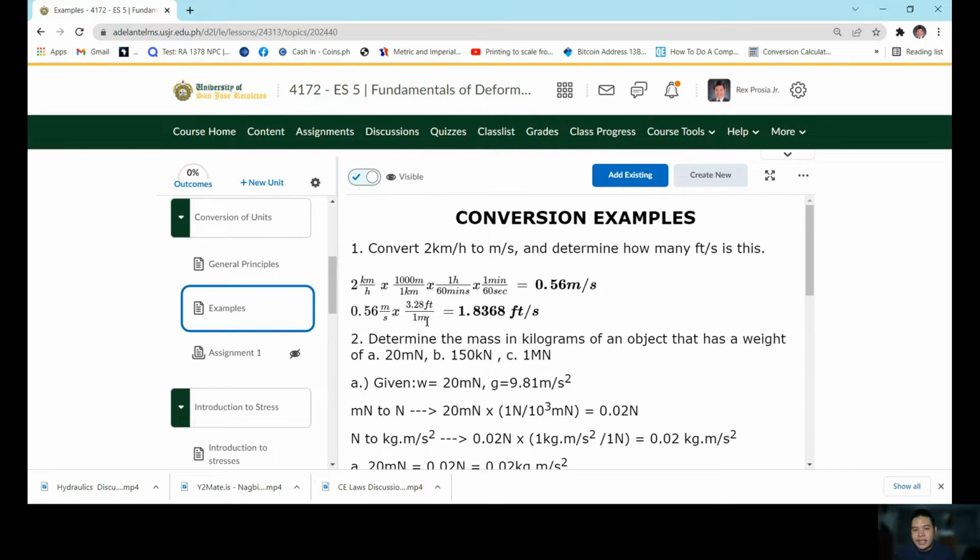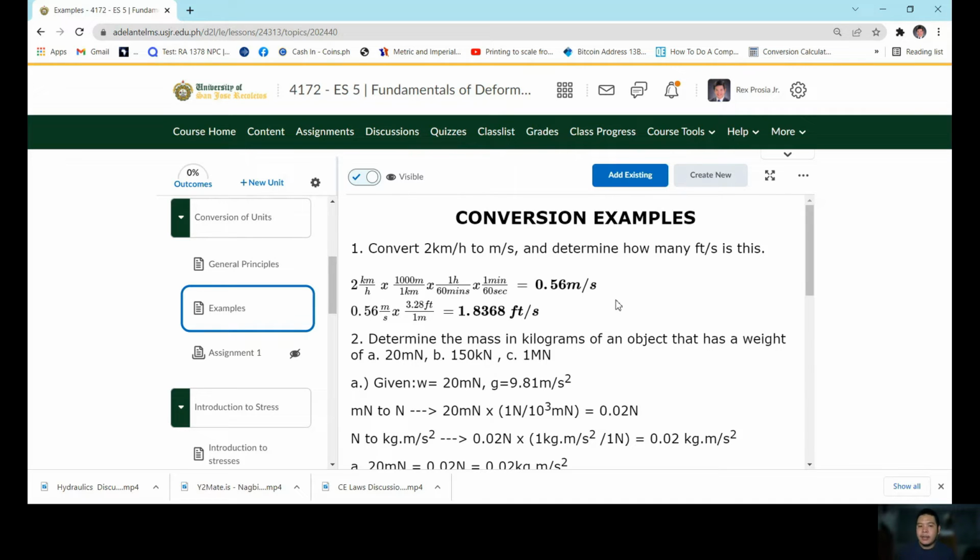In which case we get 1.84 if we round it to 2 decimal places. And for this one, I just chose to round it to 4, so 1.8368. Now, common question: sir, how many decimal places should we put in our final answer?